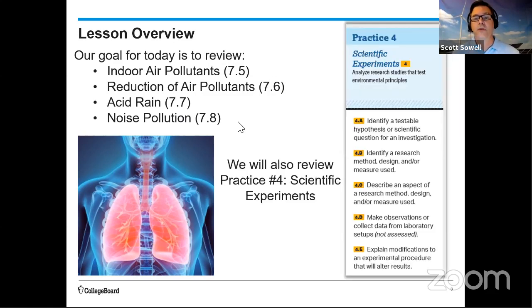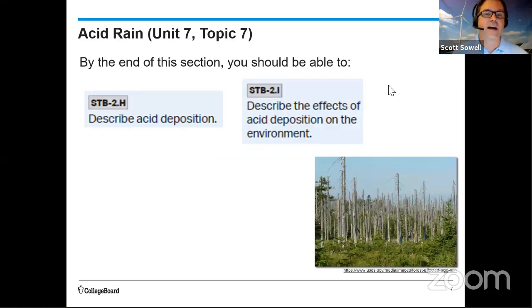And then we're also going to practice science practice number 4, scientific experiments. I'm going to show you several clips of scientists doing scientific work, experiments. I'm also going to give you a few chances to kind of describe some potential scientific methods as we go along here. All right, so what do we need to know about our first topic?